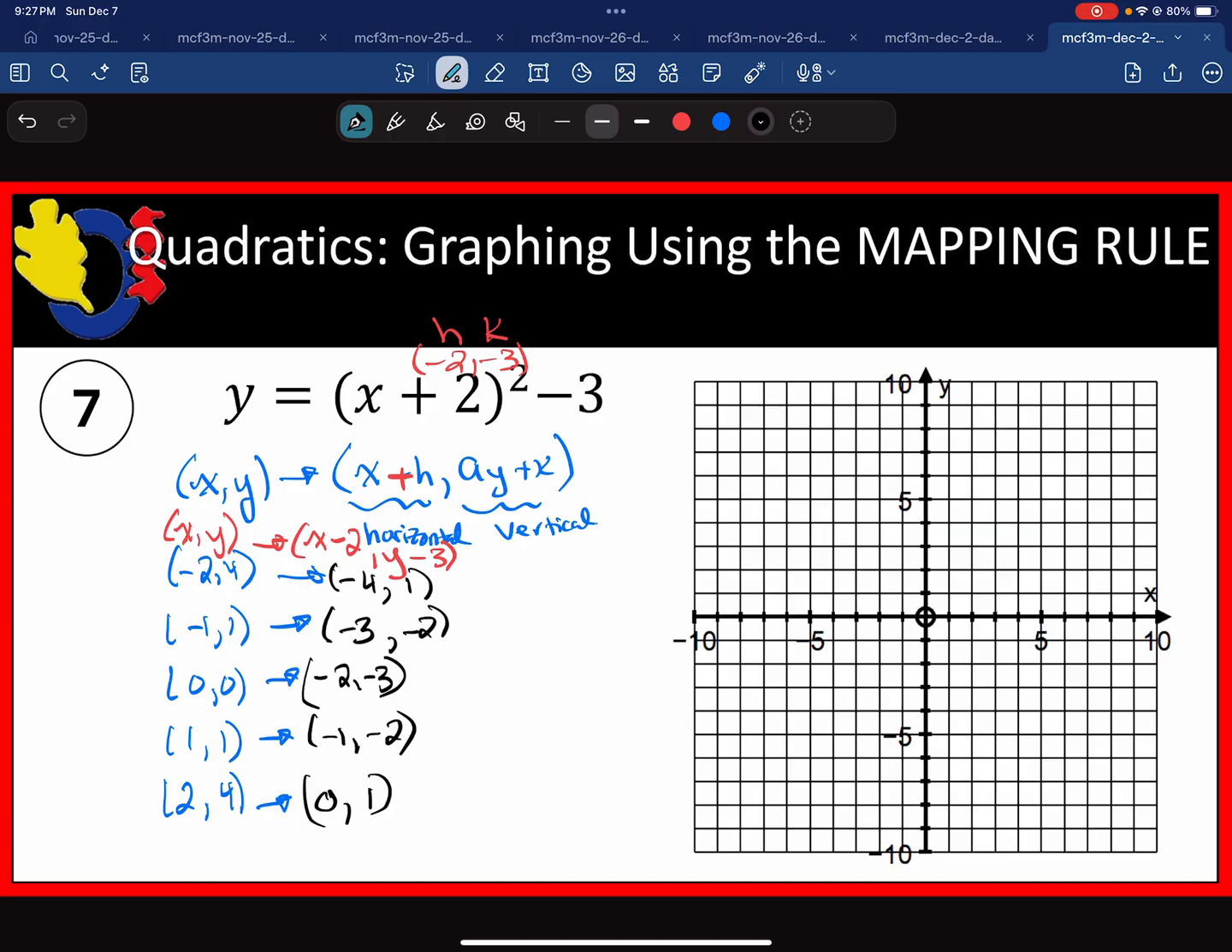Okay, so just plotting these on my coordinate grid. So -4, 1, -3, -2, -2, -3, -1, -2, 0, 1. Okay, and then go ahead and connect your dots, making a smooth curve. Okay, so again, just a reminder, the 0, 0 maps to our vertex.